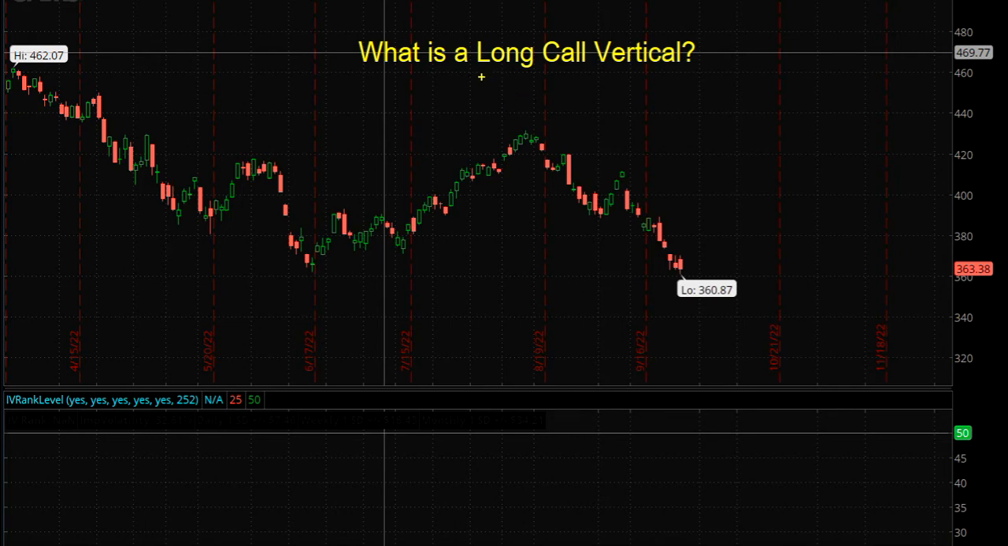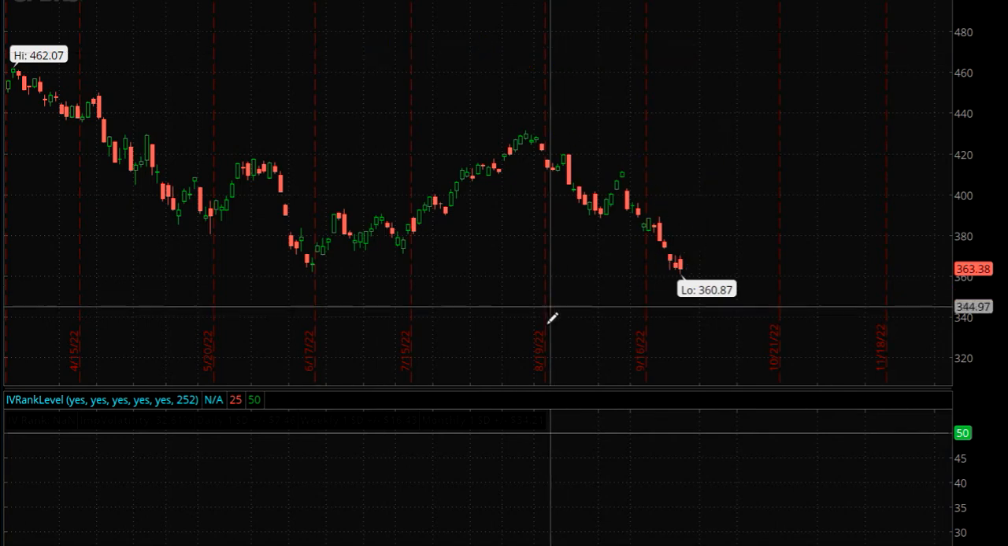A long call vertical means we want the stock price to go up. So in this case you can see the stock price has been going down, down, down for a couple months. So if we were a contrarian, we might say, hey, this thing has reached kind of like a low or a bottom, and we think from here there's a much better chance it's going to go up. And if we believe the stock price is going to go up, we're going to buy something called a long call vertical. So how do we set that up?